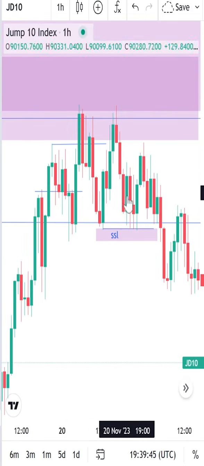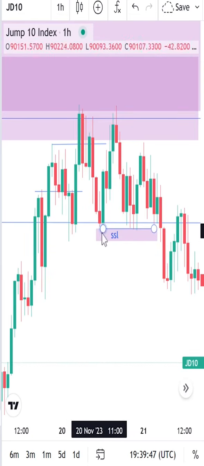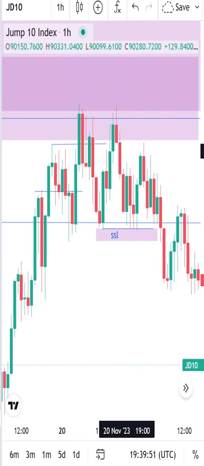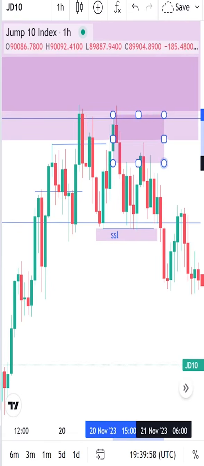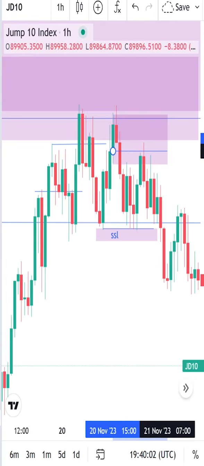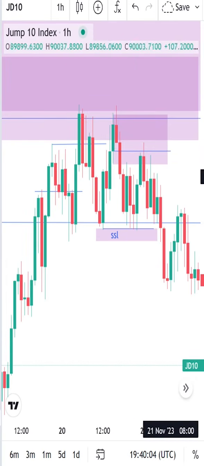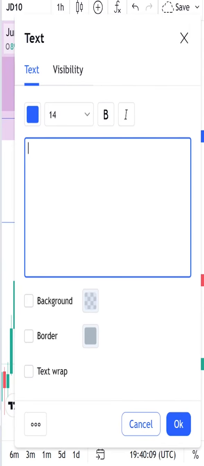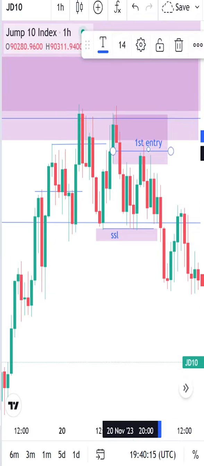So when price made these 2 equal lows and then came back to this level here, this order block right there, that's where we capture our sell. So that's our first entry. That's our first entry right there.